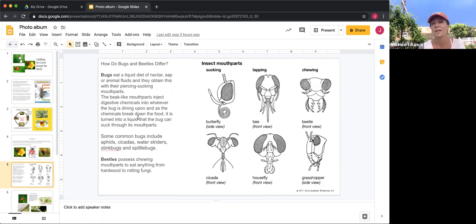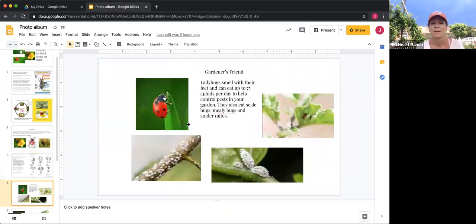So think about a bug like a mosquito. When a mosquito bites you, it's sucking the blood out of your system. Or a butterfly would be another one that has a sucking mechanism. And trying to think of some other ones, housefly. So you would have the difference between a bug and a beetle are those basic premises in the structure of their wings.